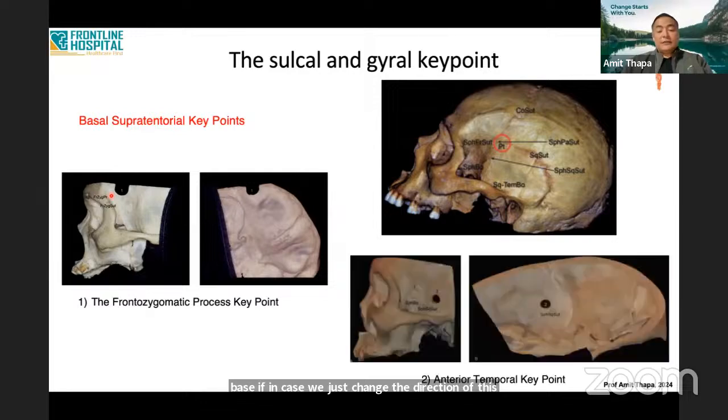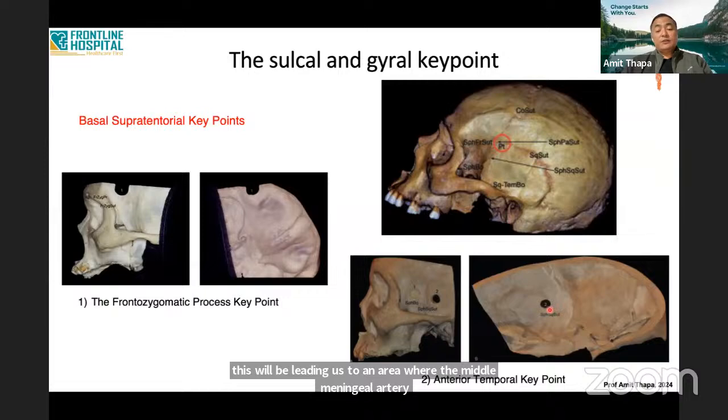Then the other burr hole site, or key point site, is the anterior temporal key point, which is basically just behind the sphenoid squamous suture line. If you go anterior, then we'll be going into the sphenoid bone. So it's always better to go behind, and this will lead us to an area where the middle meningeal artery will be found. So this will actually let us open into the middle skull base.